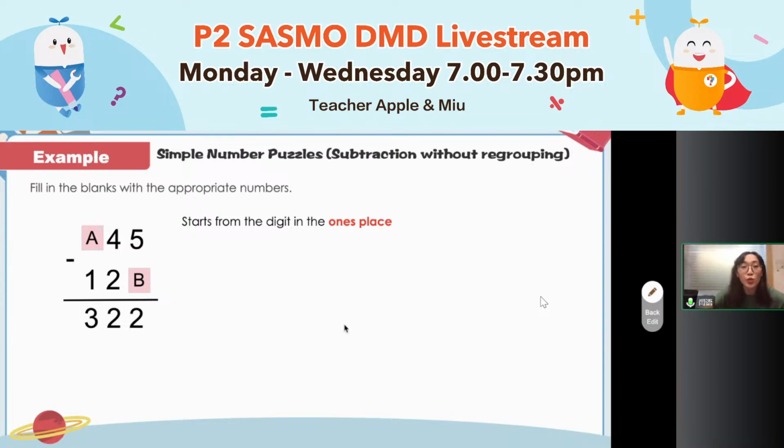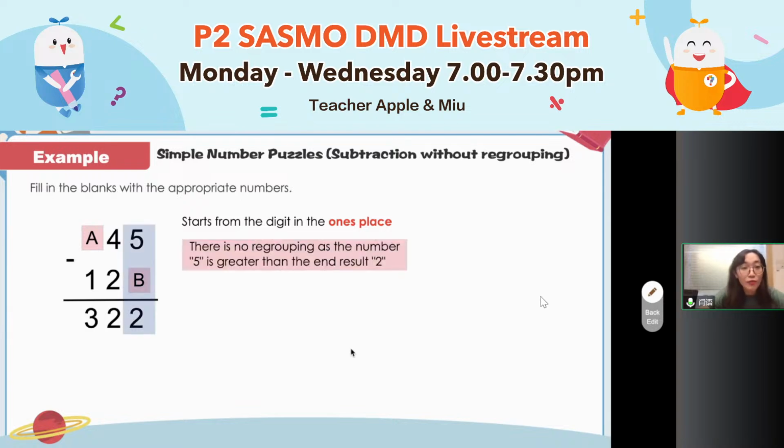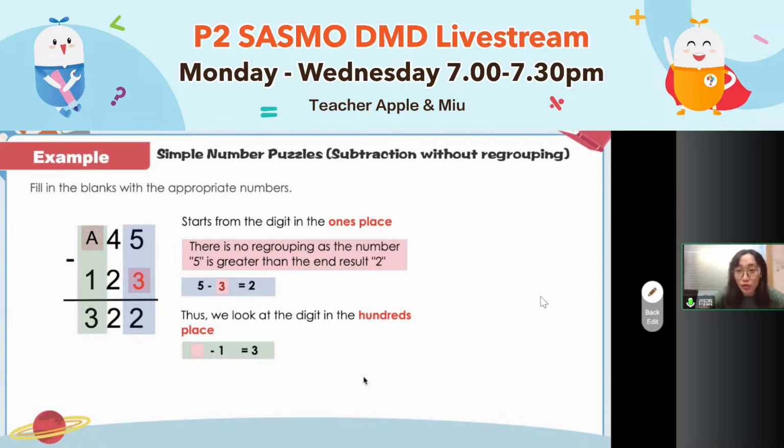Again, where should we start from? We need to start from 1's place. 5 minus B equals to 2. So that is B equals to 3. Yes, you don't need to label anything. And what about the A? Look, for the A part, we look at the hundreds place. A minus 1 equals to 3. So here, which number minus 1 equals to 3? That is a 4. Do we need to borrow anything? No. So that is A equals to 4. Yes. Is that easy?